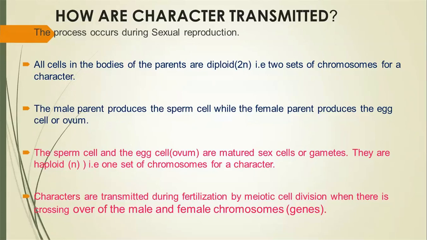Now in plants, the male parent produces the pollen grains, while the female parent produces the ovum. So plants too can carry out sexual reproduction. Now, the sperm cell and the egg cells are called matured sex cells or gametes. They are involved in fertilization and they are haploid, meaning one set of chromosomes for a character.